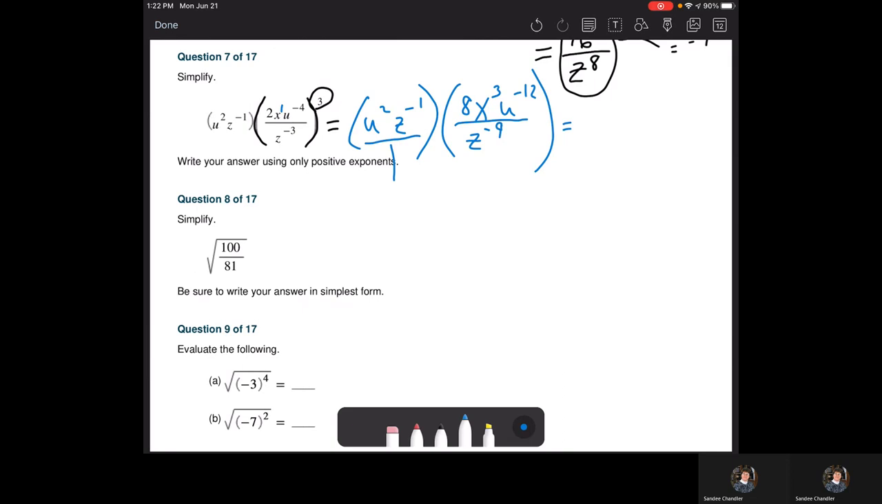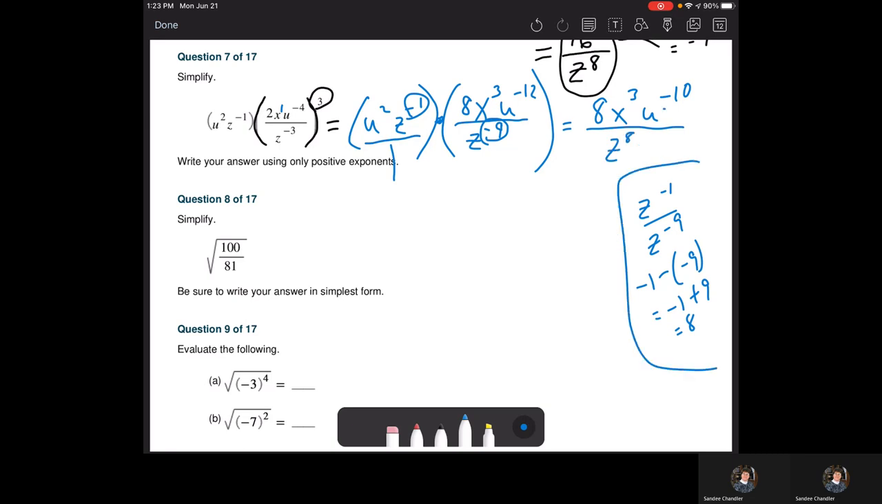So we can combine the u squared with the u to the negative 12. We add exponents when we multiply. This is multiplication. If you want to, you can actually put everything over here because there's nothing to do with the 8. And then the x cubed stays by itself because there's no x's to play with. So u squared times u to the negative 12. We're adding, but 2 plus a negative 12 is subtraction, so that's negative 10. And then you get z to the negative 1 in the numerator and negative 9 in the denominator. So that's really going to be z to the negative 1 over z to the negative 9. That's going to be negative 1 minus the negative 9, which is negative 1 plus 9, which is 8. So it's z to the 8th in the denominator.